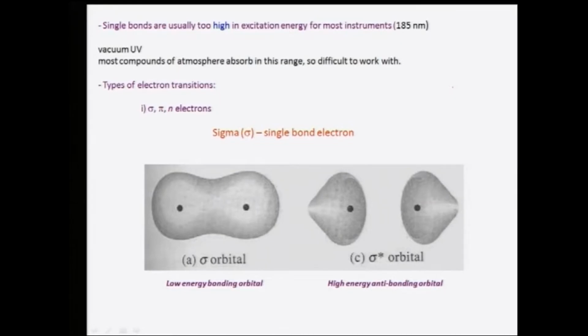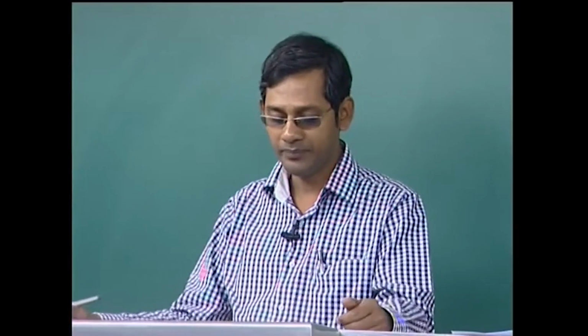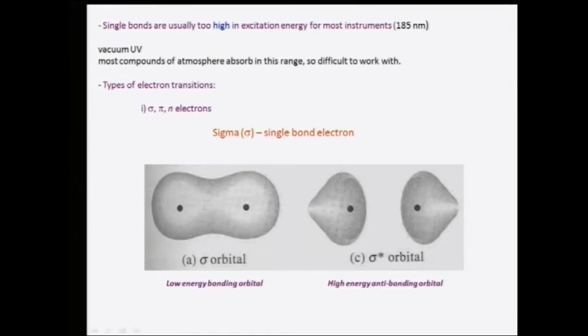And for those of you who might not have understood exactly what a sigma bond is, basically, suppose you have two nuclei, and this is how the electron distribution happens in a sigma bond. Single bonds are usually too high, and it requires very high excitation. We want this to go to the sigma star transition, sigma to sigma star transition, that is from sigma bonding to anti-bonding transitions. This is very high, we have seen that also.